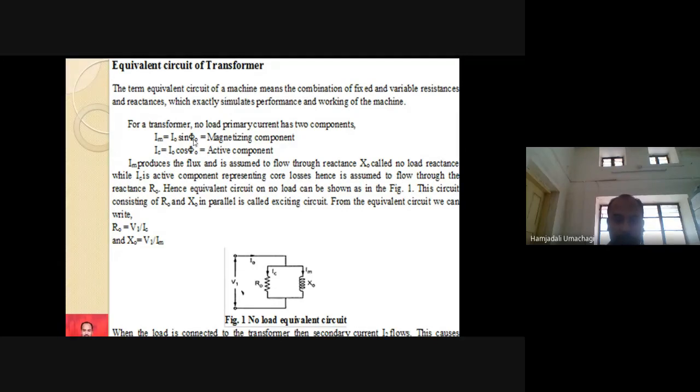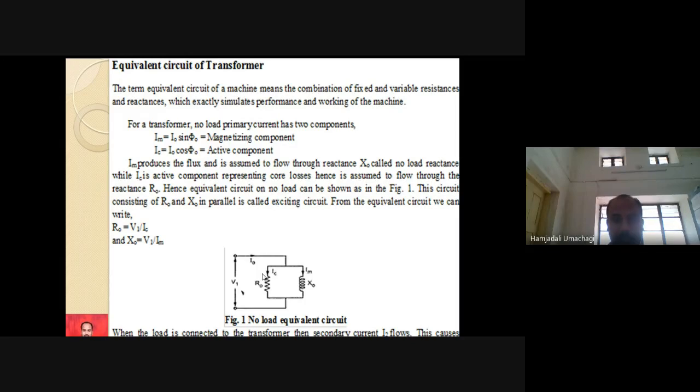Write the formula for IM, that is I naught sine phi naught. Then write the value for IC, that is I naught cos phi naught. Say that IM is the magnetizing component, IC is the active component. Then draw this circuit diagram. From this circuit diagram, you write the expression for no load resistance R naught and no load reactance X naught. R naught is given by V1 by IC, X naught is given by V1 by IM. And these are all present at the primary side.